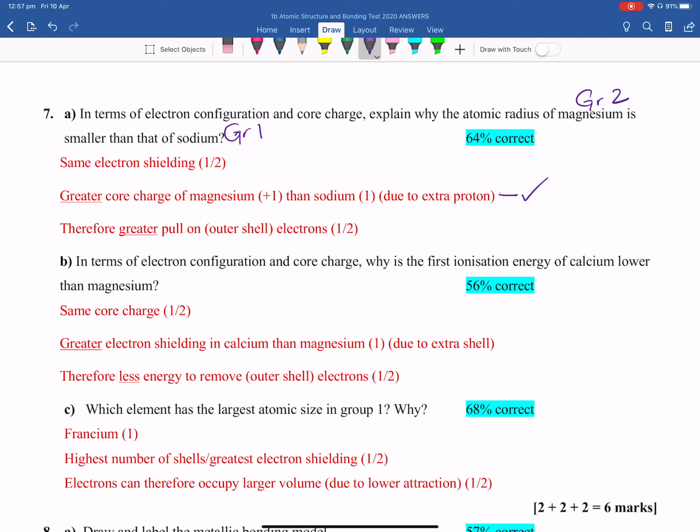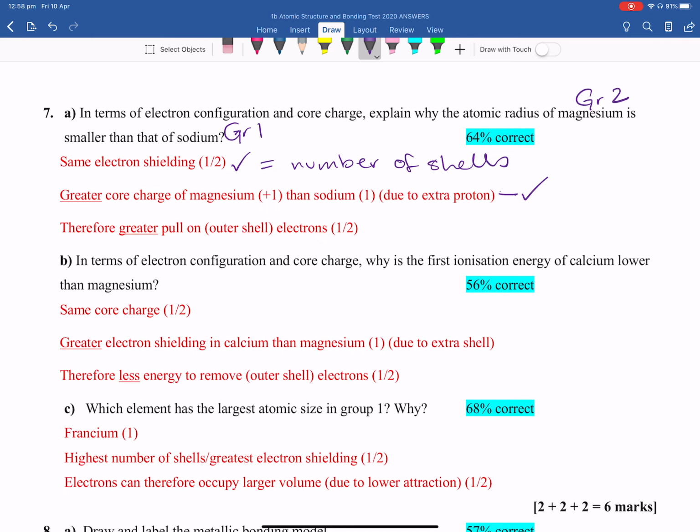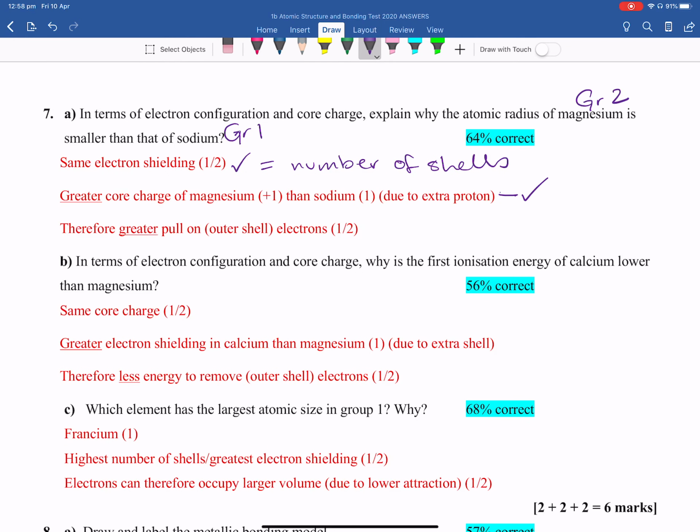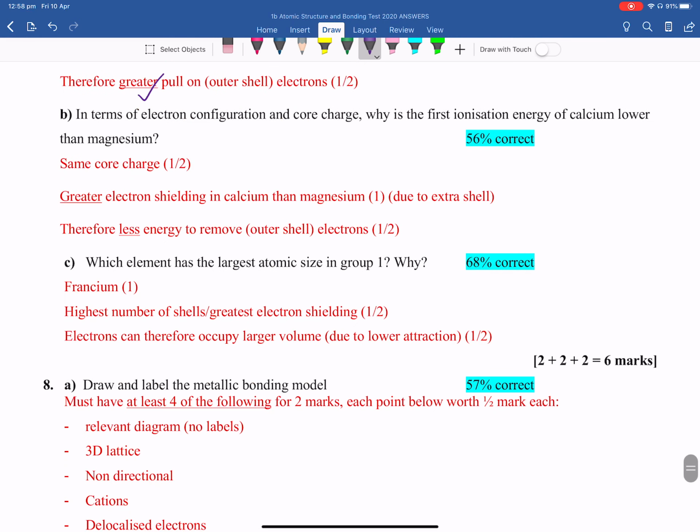Then the other 2 half marks had to do with the fact that you needed to mention that they have the same electron shielding, because they have the same number of shells. And therefore, because you've got the same shielding but more core charge in the magnesium, you have a greater pull. So that's where you got your other half mark. A lot of people could access 1.5 marks or 1 mark, but not that full 2 mark response. You need all 3 of those points for the 2 mark response.